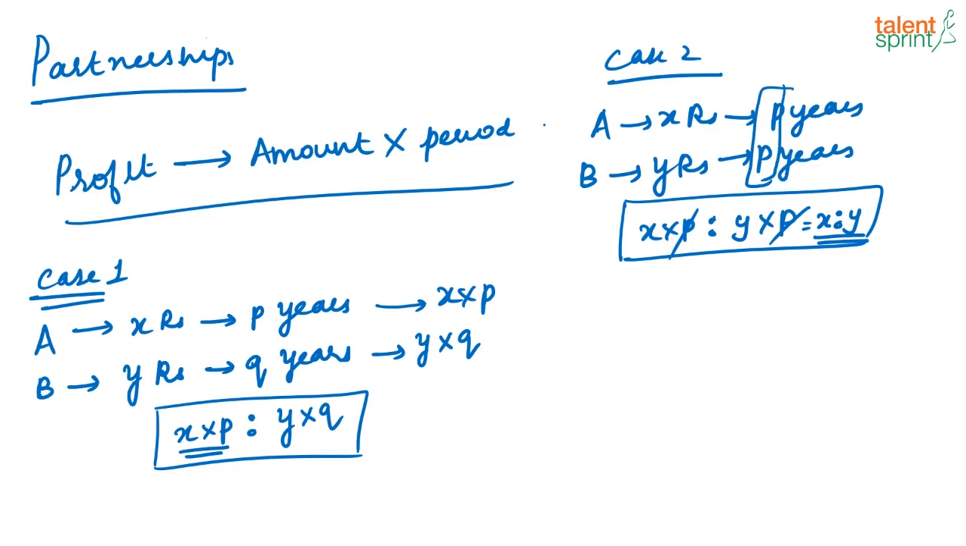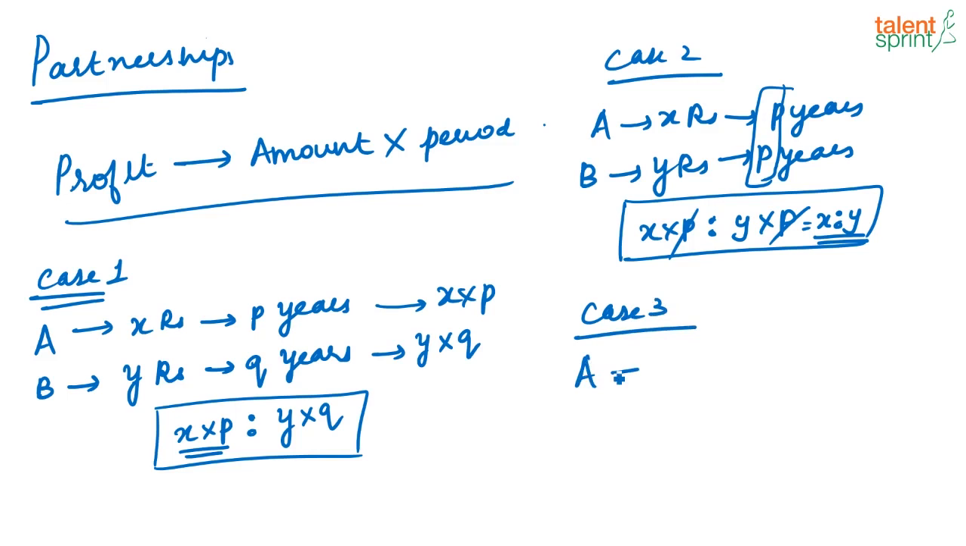So in the first case, the period of investment is different. The amount that they invested is also different. In the second case, the period of investment is the same. So what you have to remember is that if two people are investing in a company and the period of investment is the same, the profit has to be shared in the ratio of the amount that is invested, because the period here is the same. Now let us look at the third case.